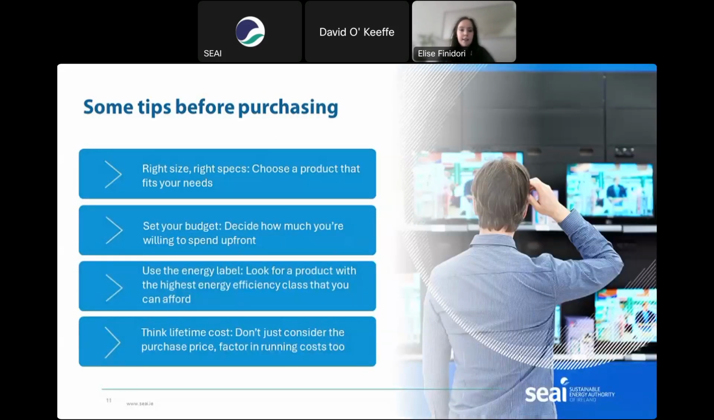And on this slide, just a summary of some tips and things to think about before you purchase a product to make sure you purchase the best product possible. The first thing, of course, you want to look at the right size and the right specs of the product, choosing a product that fits your needs, then setting your budget and deciding how much you are willing to spend upfront. We would encourage you to use the energy label. So look for a product that has the highest energy efficiency class that you can afford within that budget.